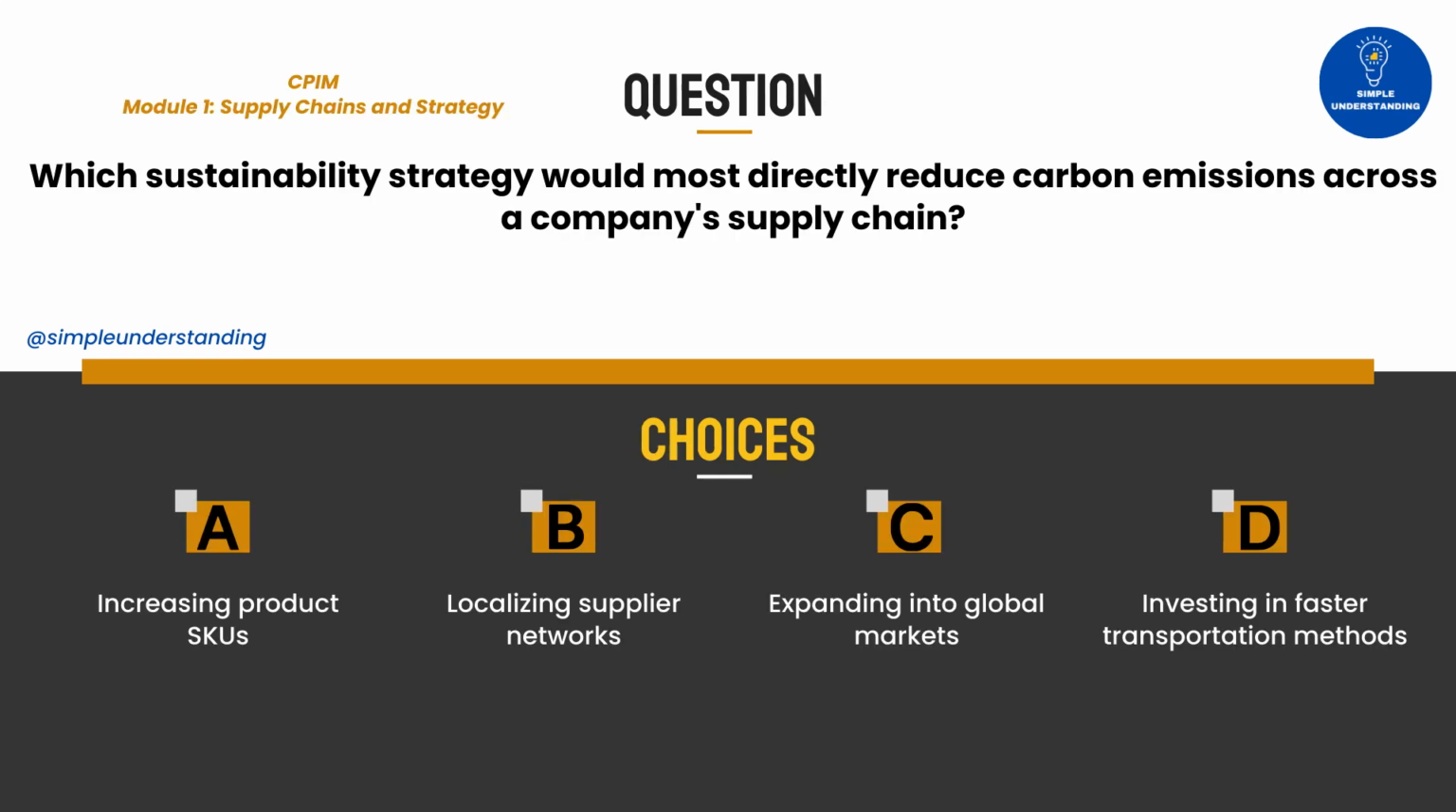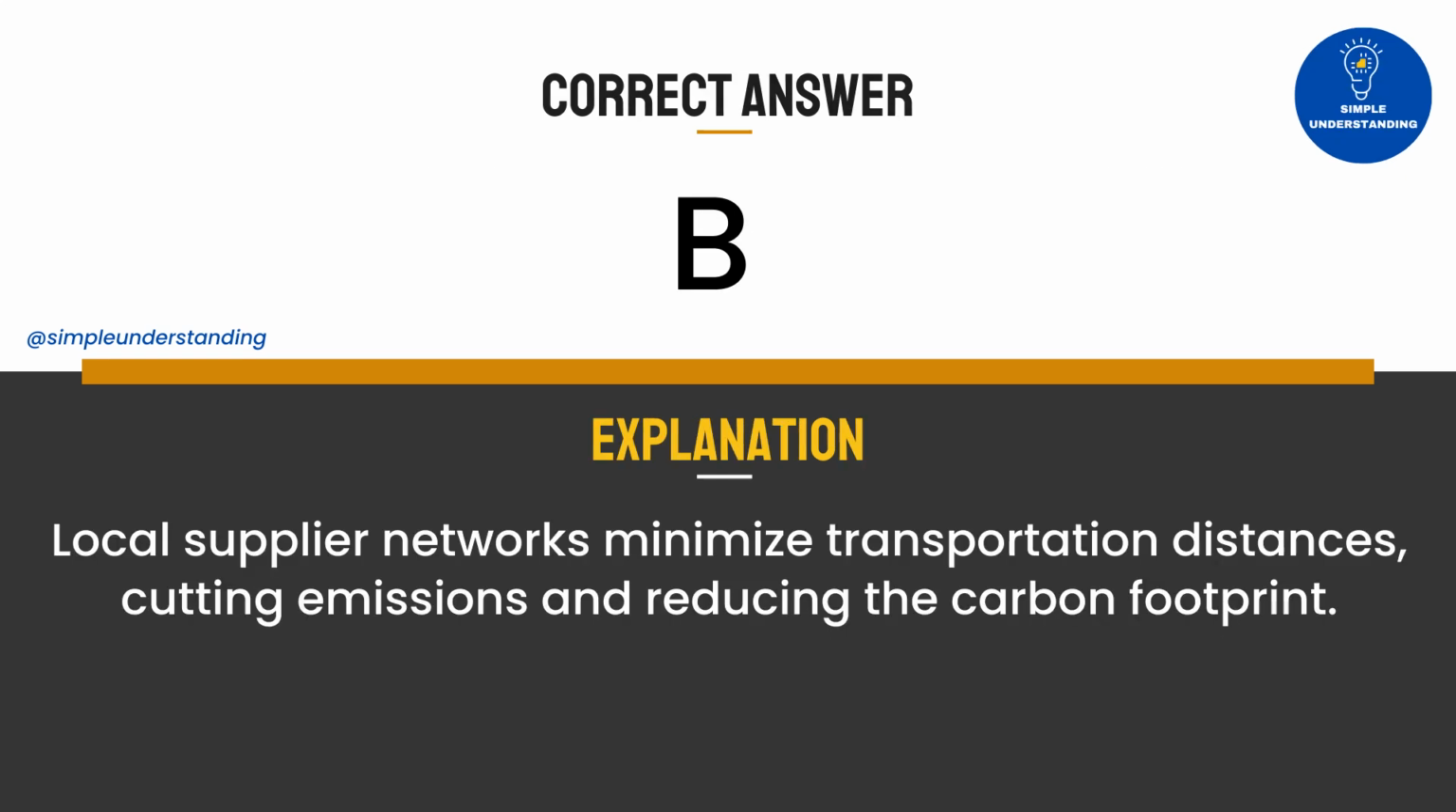Question 13. Which sustainability strategy would most directly reduce carbon emissions across a company's supply chain? A. Increasing product SKUs. B. Localizing supplier networks. C. Expanding into global markets. D. Investing in faster transportation methods. Correct answer, B. Explanation. Local supplier networks minimize transportation distances, cutting emissions and reducing the carbon footprint.